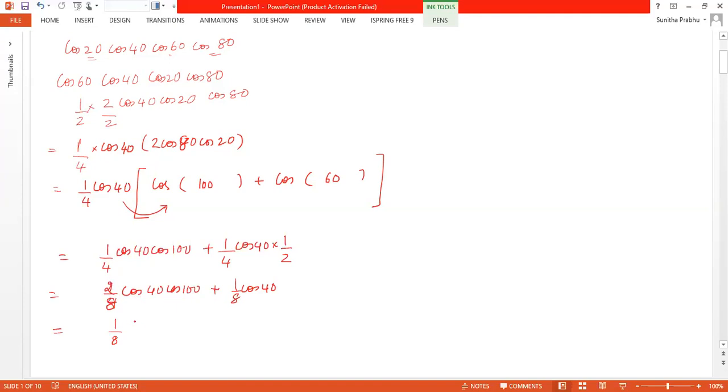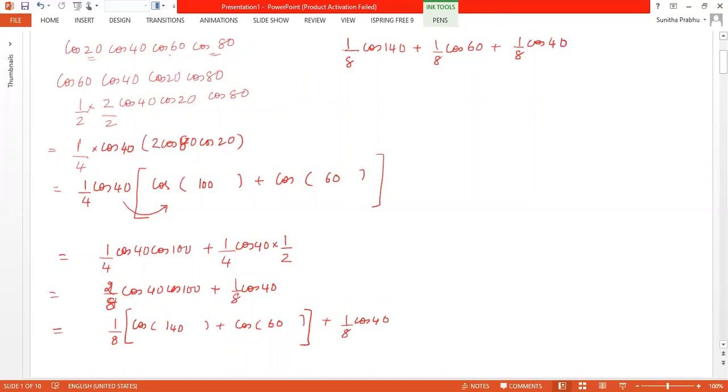So again, 2 cos into cos is cos plus cos. And here what will we do? 140, and here 60. Cos will gobble it up, right? Yes, sir. Open the bracket. What is cos 60? 1 by 2.